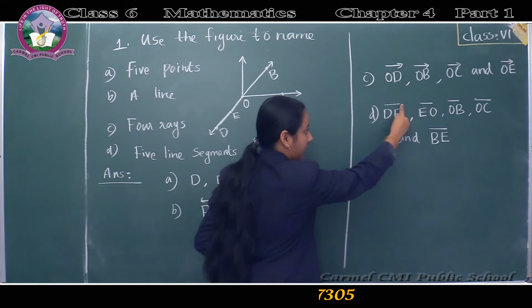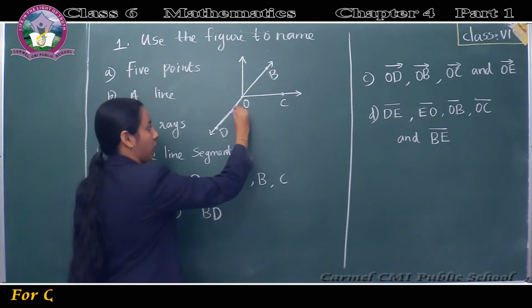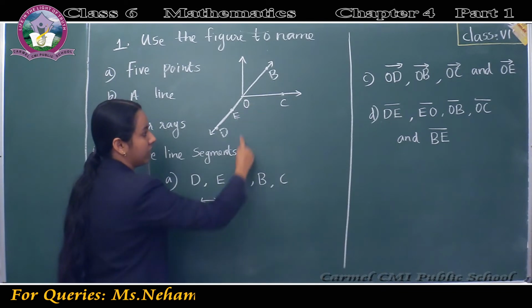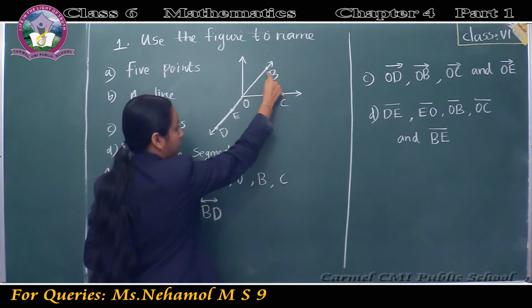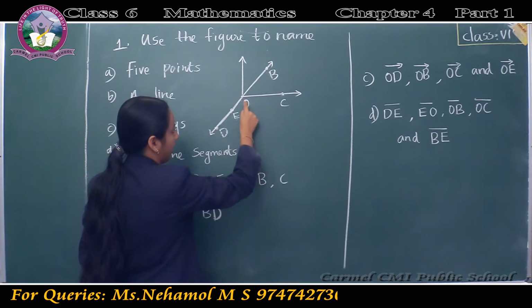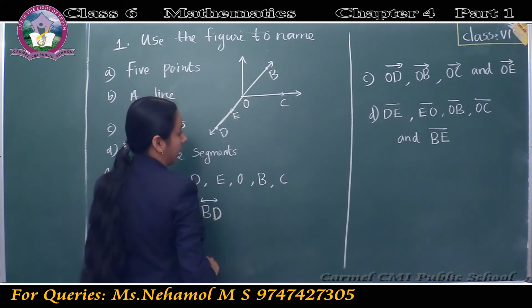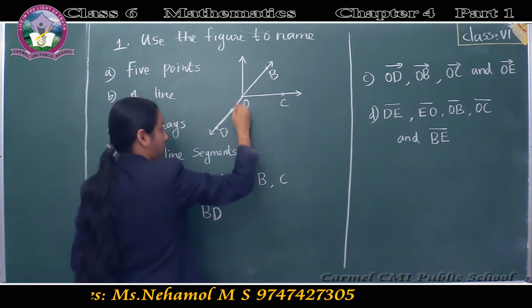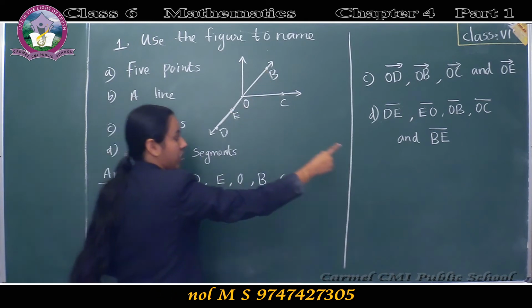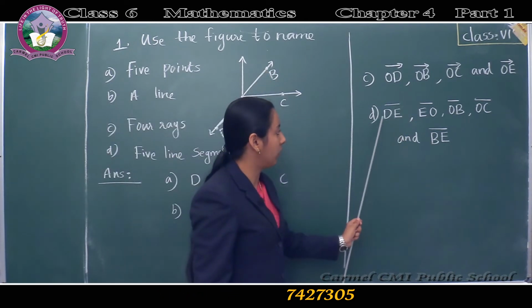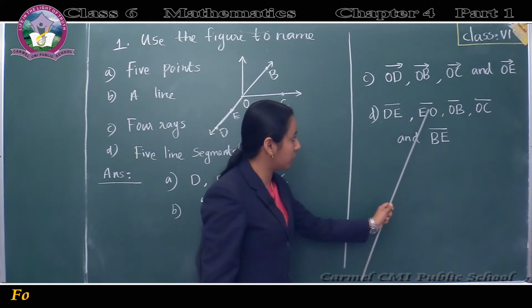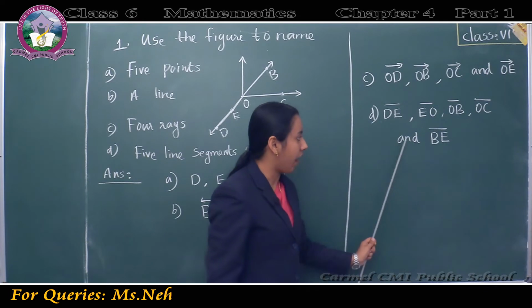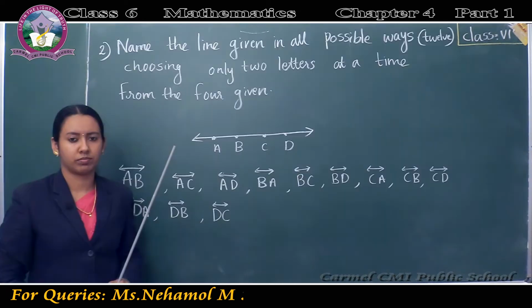Line segment DE. Then EO, another one. EO is also a line segment. Then OB is also a line segment. Then OC is a line segment. Then one more, BE or EB. BE is also a line segment. So line segment DE, line segment EO, line segment OB, line segment OC and line segment BE.